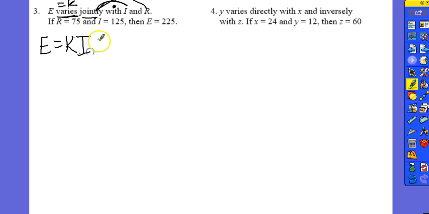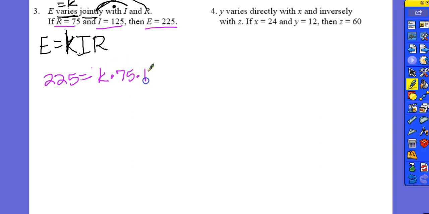That's a lowercase k, but anyways. So that's your equation. And then, of course, you just plug in your information where it belongs in your equation. So 225 equals k times 75 times 125. And I gotta tell you, I would not complicate this process by multiplying those two numbers together.